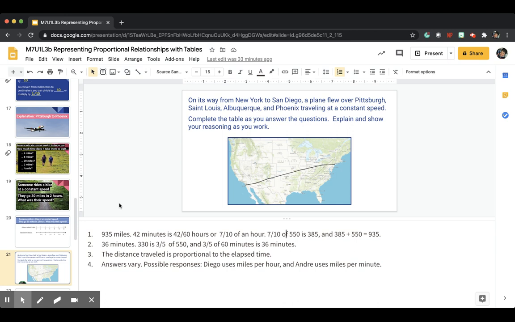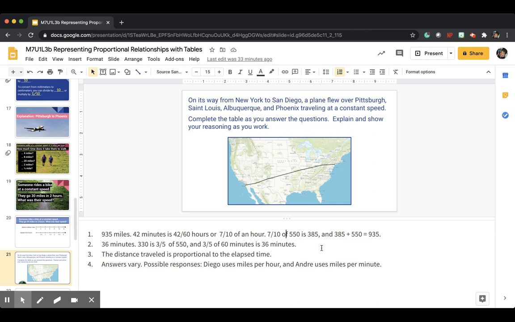Number two says, how many minutes did it take to fly between Albuquerque and Phoenix? This was also a part of your table. It would take 36 minutes. And the way that we got that is 330 is 3/5 of 550. So that means I just need to find 3/5 of 60 minutes, which is 36 minutes. And that's how we got that.